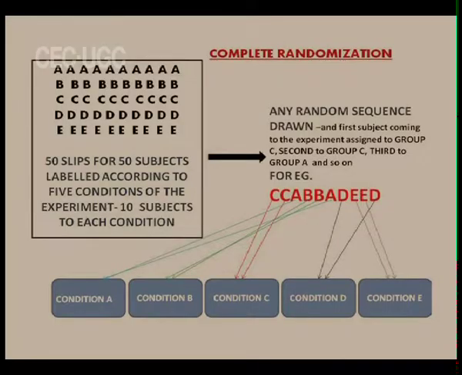Say for example, there are 50 subjects and there are 5 conditions of the experiment, as you can see in the slide: A, B, C, D and E. He will divide the subjects into 5 groups and he will make 50 chits. 10 chits will have A written on them, 10 B, 10 C, 10 D and 10 E. And then he will pick out the chits in any random fashion. So he may get a sequence such as C, C, A, B, B, A, D, E, E, D and so on, as you can see in the slide.